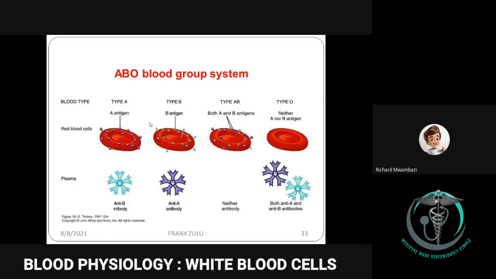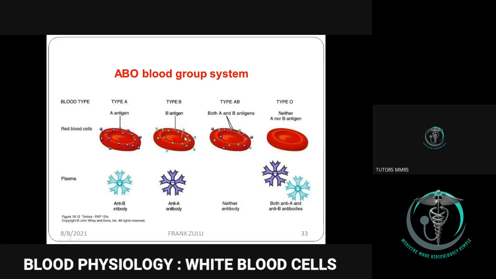We can give them blood group O. Why? Because O is the universal donor and it doesn't contain any antigens. So I guess it's a perfect match. Even the same type B again, they can receive.